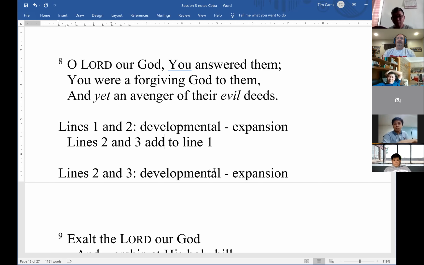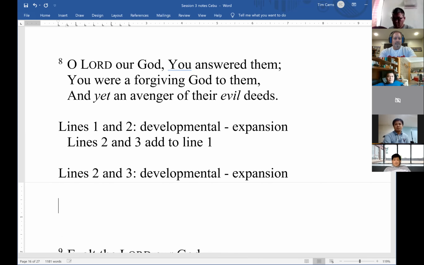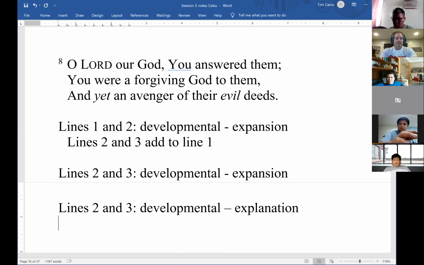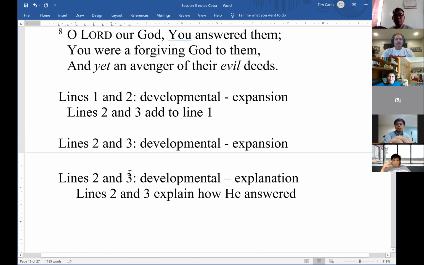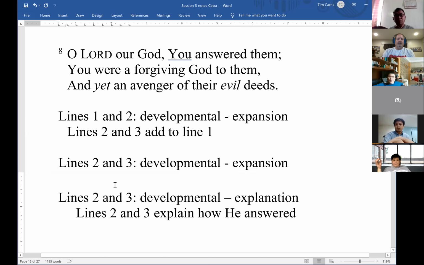Pastor Ted, can lines 2 and 3 be an illustration of line 1? How he answered them? Like when God answered them, they forgave them. Yeah, that's also what I was thinking. Or also an explanation of line 1. More on expansion, or illustration or explanation of how he answered. Lines 2 and 3 explain line 1. Is that what you're saying? How he answered. Yes. Yeah, that's it. Okay, 2 and 3 explain how he answered. Yeah, you could probably make a case for that as well.